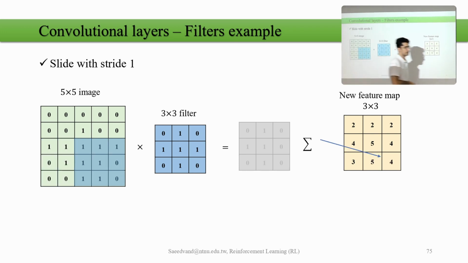Then after doing this, what do we have? The input image with the 3 by 3 filter, and the new feature map that we have as output looks like this. The important information is kept while extracting features and downsampling.